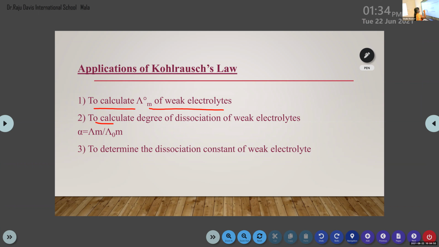Then the second one is to calculate the degree of dissociation of weak electrolytes. What do you mean by the degree of dissociation? That means the amount of dissociation or splitting of that electrolyte into its ions. To calculate the degree of dissociation of weak electrolytes, Kohlrausch's law can be applied. And the equation is alpha, the degree of dissociation, equal to lambda m by lambda m0.